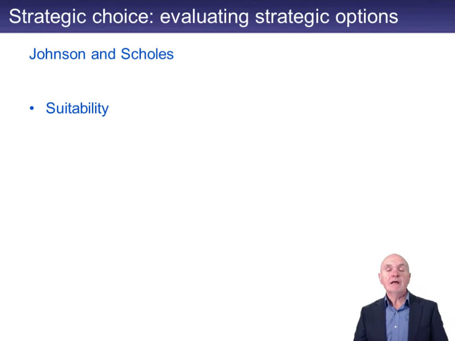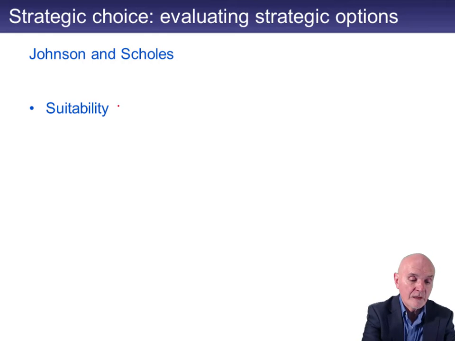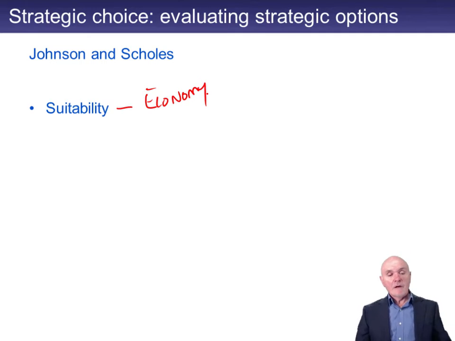The first thing we look at is suitability. How suitable is the option given the kind of environment that we are in? For example, we can look at the economy. An option might be to expand into a particular country. We have to see what the economy in that country is doing. Is it stagnant? Is it increasing? Is it decreasing? How suitable is that strategy given what's happening in the world?